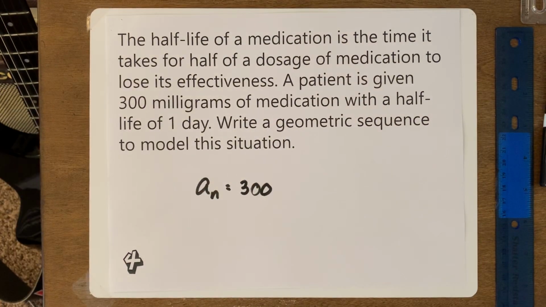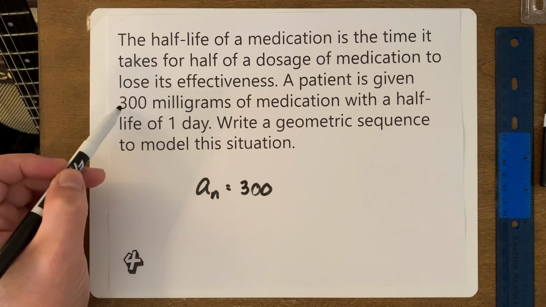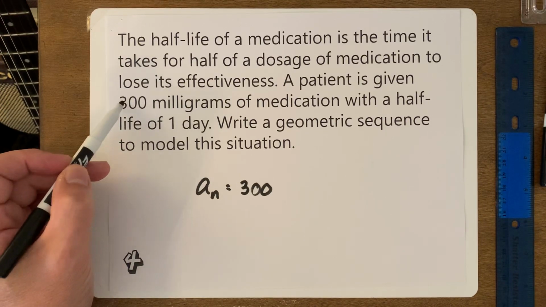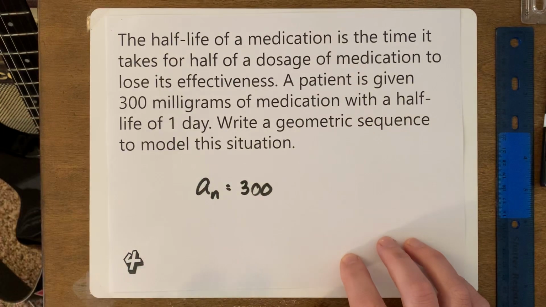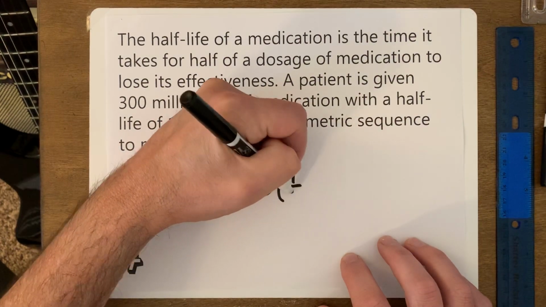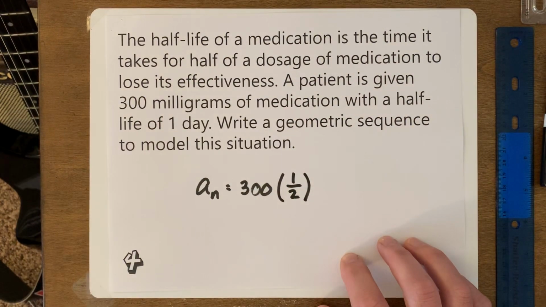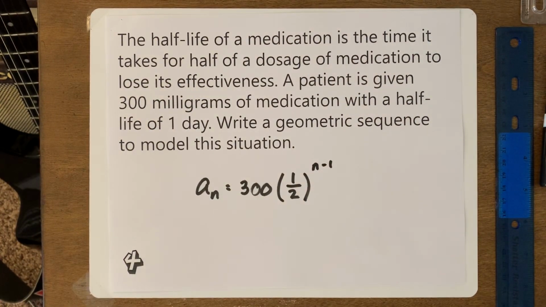Okay, so after 1 day, half of that is going to be inactivated, or it's not going to be available for effectiveness, so that would just be 150 left. So what happens is every day it loses half of its effectiveness every single day. So that means our common ratio would be 1/2, which is very common in a half-life problem. Put your n-1 up there, and then we're done.